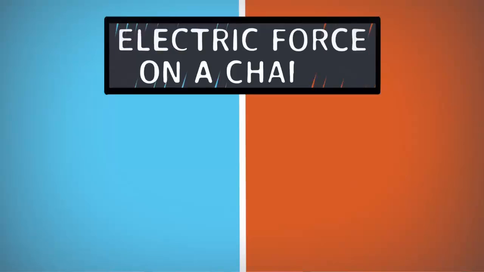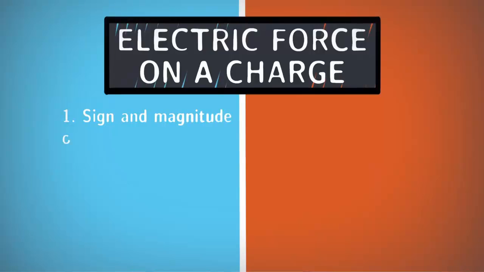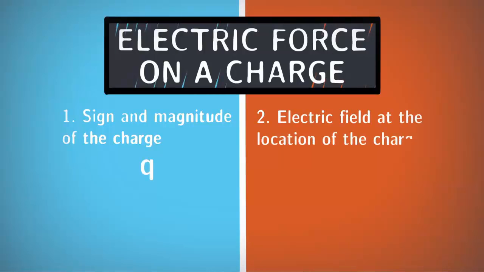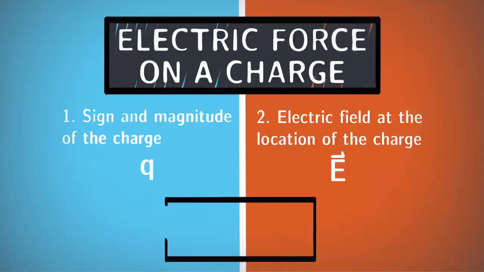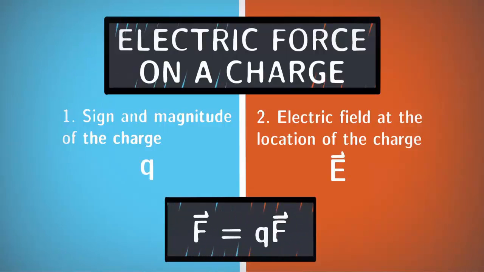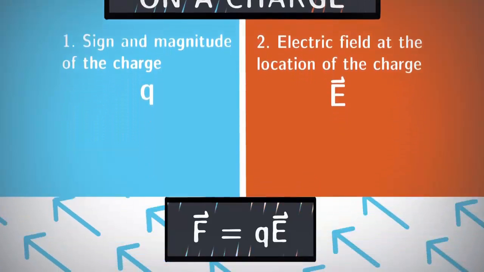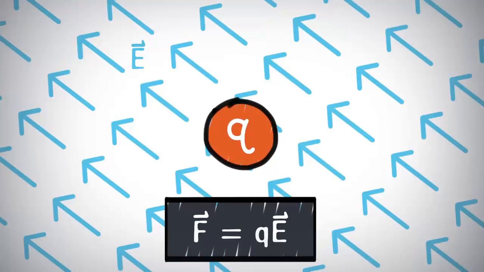Recall in an earlier lecture where we introduced the idea of the electric field, we mentioned that the electric field itself is not enough to describe the electric force. There are two things that we need to describe the electric force on a charge. One, the sign and magnitude of the charge itself, which we will represent as a non-zero scalar Q that could be positive or negative, and two, the electric field at the location of the charge, which we will represent here as vector E. Mathematically, the electric force on the charge is equal to the product of the charge Q and the electric field E. This vector expression tells us that if the charge Q is positive, then the electric force and the electric field must point in the same direction.